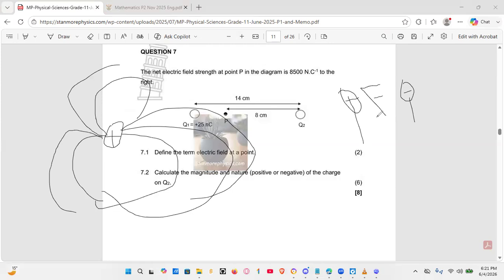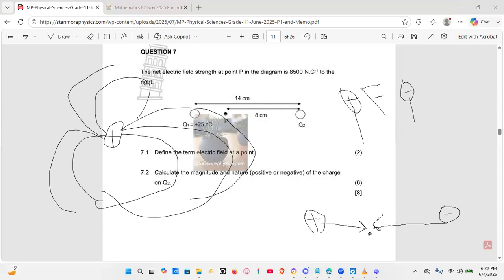Question 7 is looking at what happens if I have a charged object, I have another charged object, and then I have a particle. So this will push it that way, and this will push it that way. And then I'll calculate something we call the net electric field strength in newtons per coulomb. Does that ring a bell?